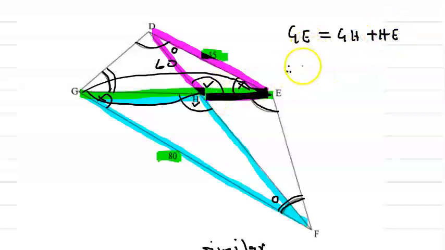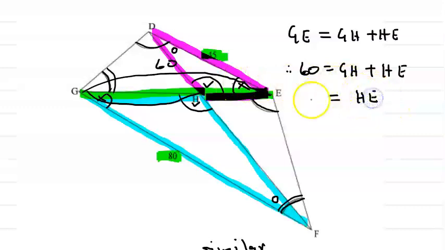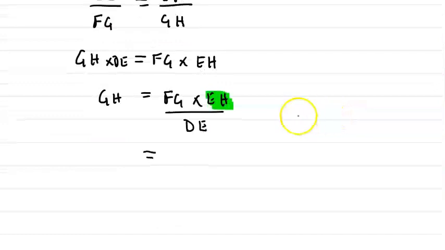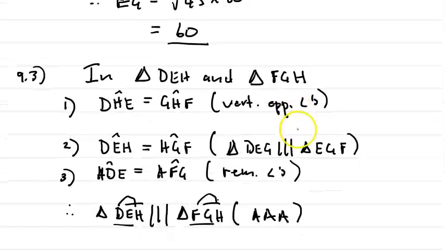Therefore, what can we conclude? GE is equal to 60, and we've got GH, which we want to find, plus HE. So HE is going to be 60 minus GH, the side that we need to find. So therefore, HE equals 60 minus GH. Let's write that down. So we'll say that HE equals 60 minus GH.